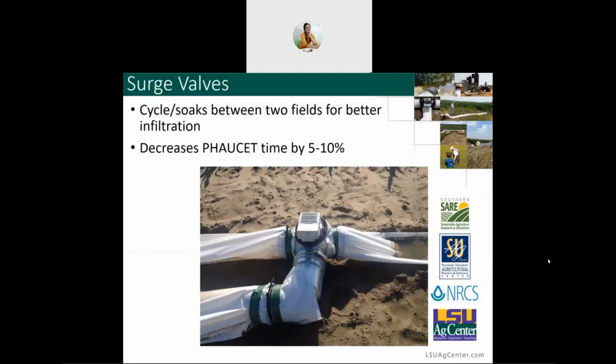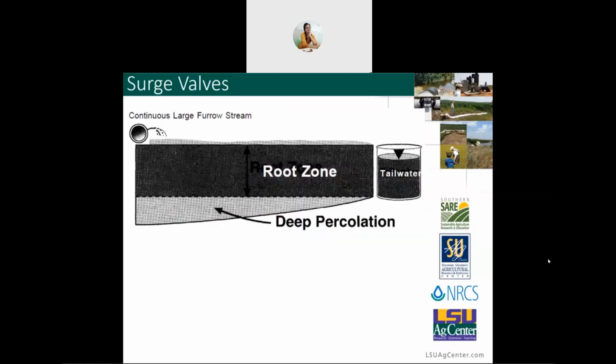That removes the difficulties with those long irrigation sets where you're reducing oxygen to the plant. That gives time for the water to soak in before it reaches the end. And then you have better infiltration and more even infiltration along the length of the field.